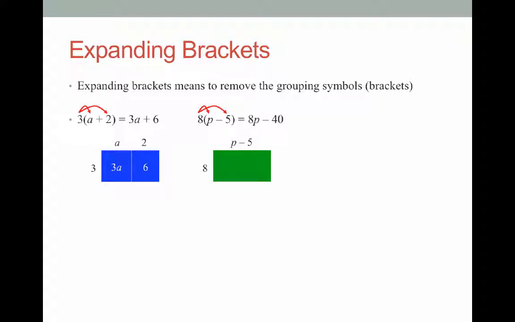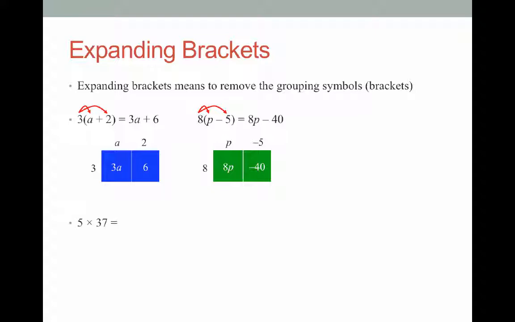Visually, what I'm doing is I'm taking a rectangle that is of width 8 and length p minus 5 and multiplying it together. So that if I was to split it into two rectangles, one with length p and one length minus 5, my area would be 8 lots of p and 8 lots of minus 5, giving me the same answer. Now, how does that help you out in reality?